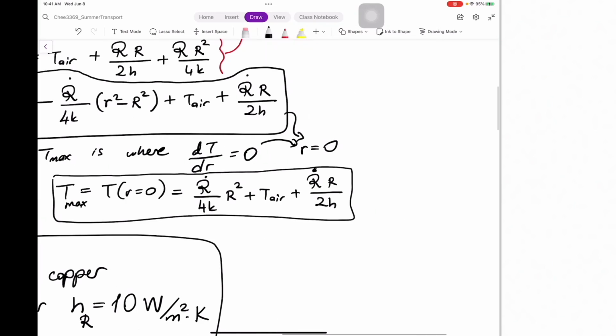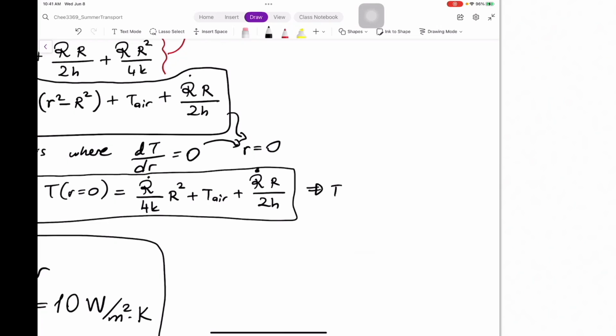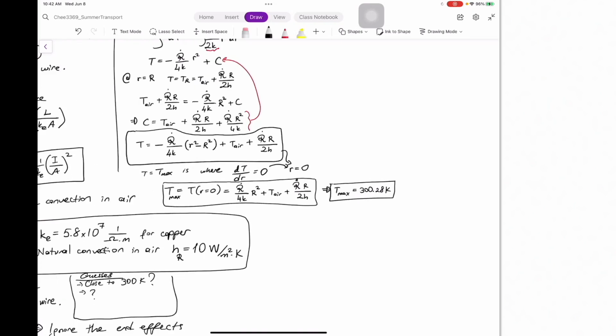Okay, and you plug in the numbers, and if you take care of the SI units, you convert the millimeters to meters and so on, it's going to be a good exercise for you. T max comes out to be 300.28 Kelvin. So the wire doesn't actually heat up that much with the given numbers. Okay.